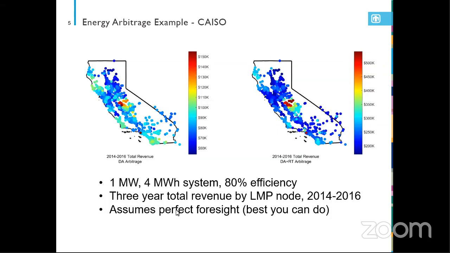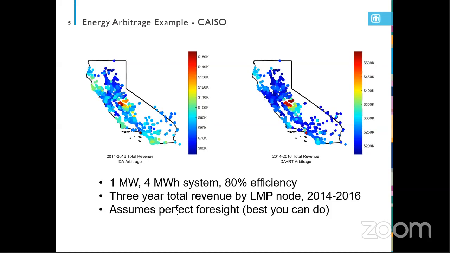But if you look at the chart on the right, where you look at day ahead plus real-time arbitrage, then there's a lot more opportunity. So then you're looking at maybe $500,000 total revenue for the 3 years for some of the red dots. So that's starting to get a little better. But this analysis assumes perfect foresight, which is the best you can do. That means you know the future.